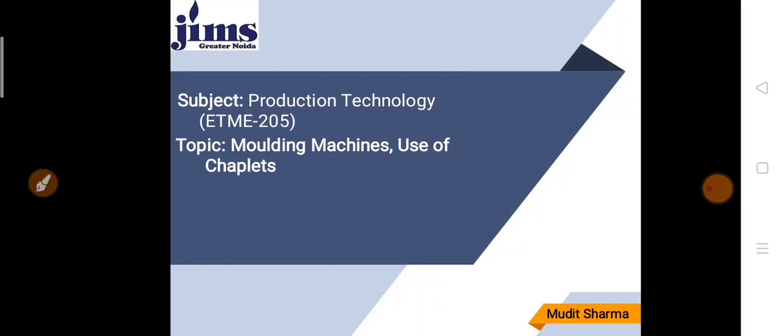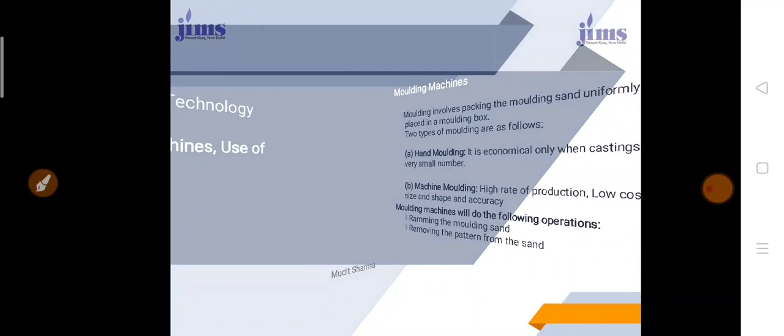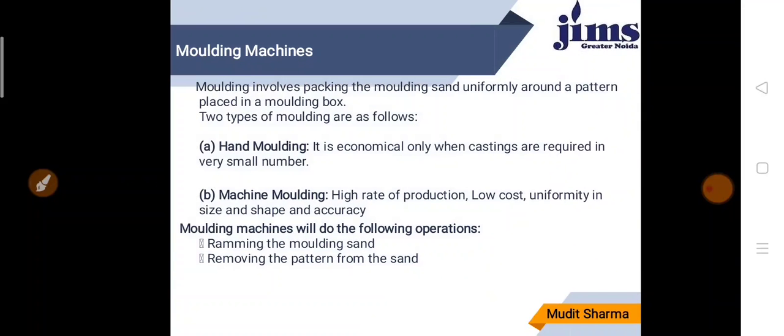So today's topic is molding machine and use of chaplets. What do you mean by molding machine? Have you any idea? Molding machine is basically used to provide a better cast product. There are different kinds of molding machine we use in this process. Molding involves packing the molding sand uniformly around a pattern placed in a molding box.